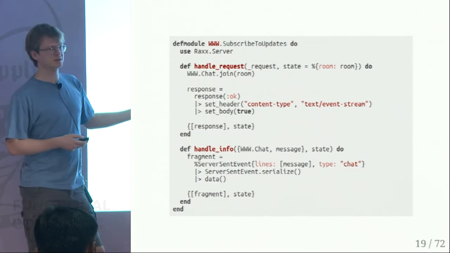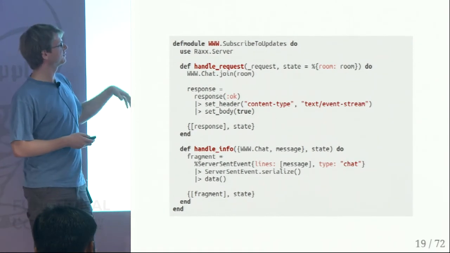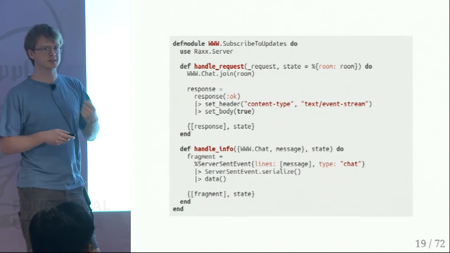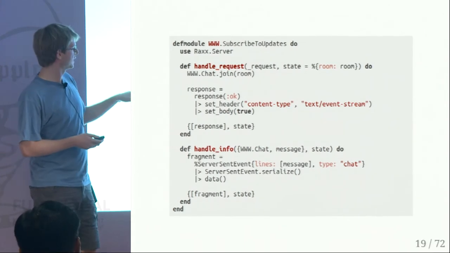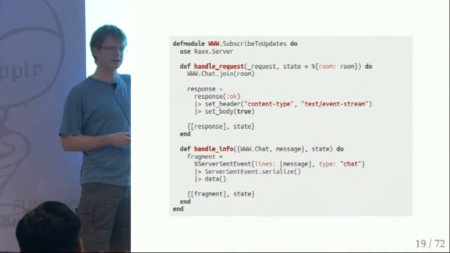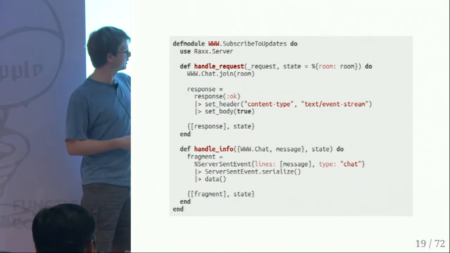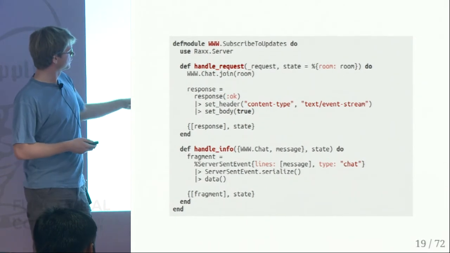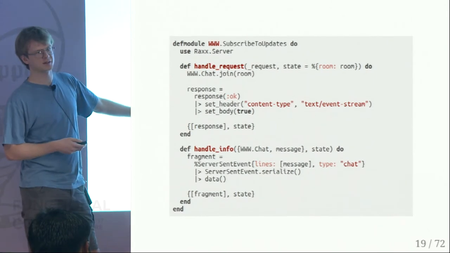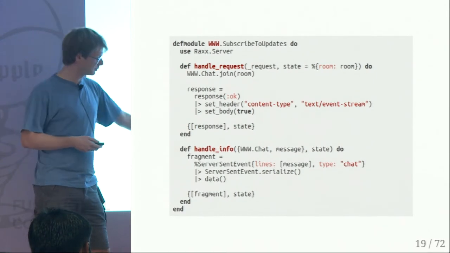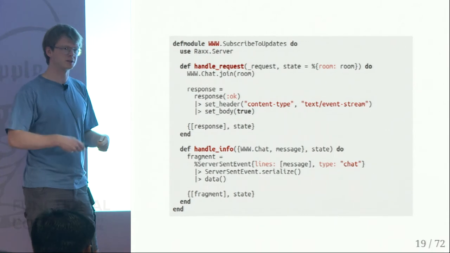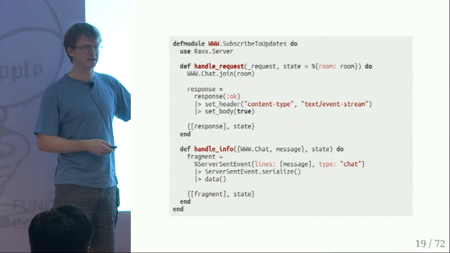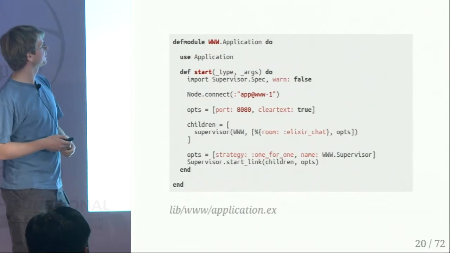We then have a handle info callback, which is whenever this long-running process gets a message from another part of the system. Here we pattern match on the type of that message, so the first argument is the message. So here we can see it's come from our chat module, and it has a certain message. And we build it into an event, a server sent event. We then say we want to send this part of the message, so we add it to the body of our response. We keep streaming, and we set up the new state. So that's our full chat application.